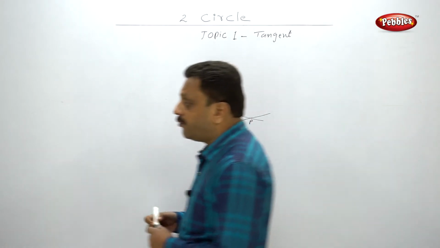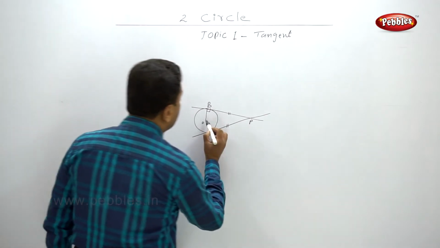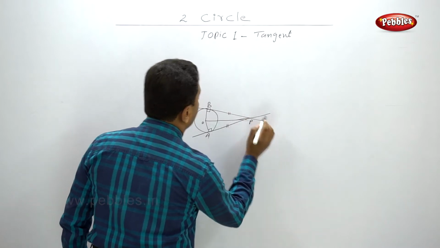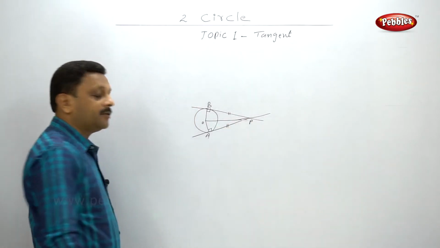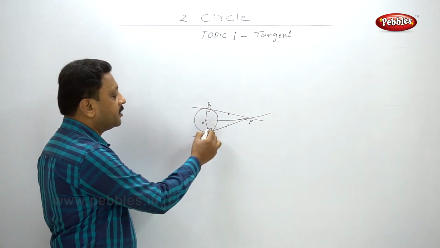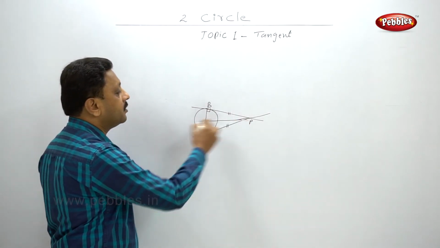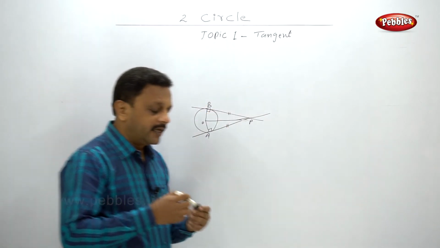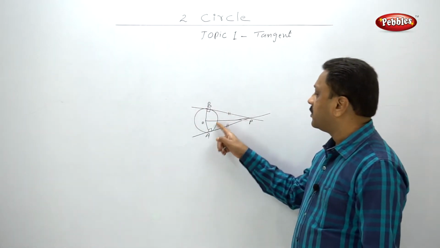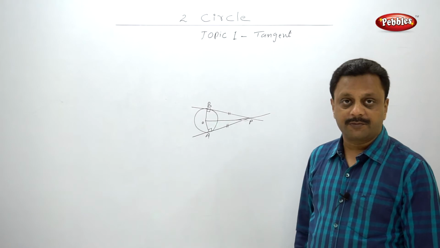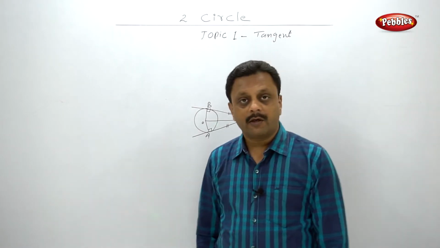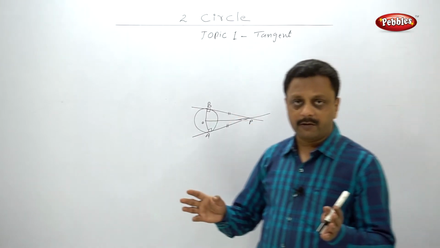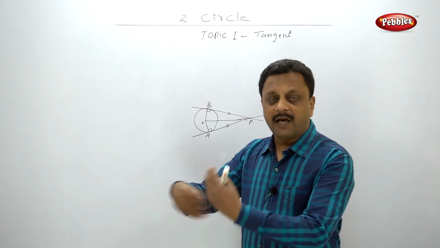For example, if you connect OP, then what will happen? This is a right angle, this is a right angle, this is a radius, and this is common, or even these two sides are equal. So by the SAS test, both the triangles are congruent triangles. This also you can prove. That means these two angles are also congruent angles. They are not given. We are going a step at a time, in advance.